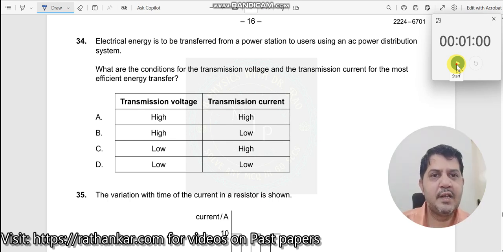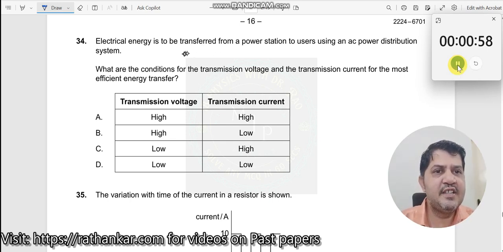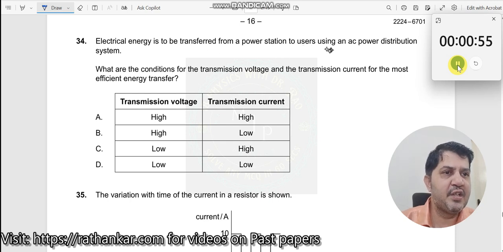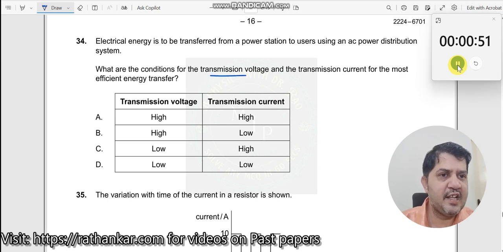Question number 34. Electrical energy is to be transferred from a power station to users using an AC power distribution system. What are the conditions for the transmission voltage and transmission current for the most energy efficient transfer? So, what should we do here?